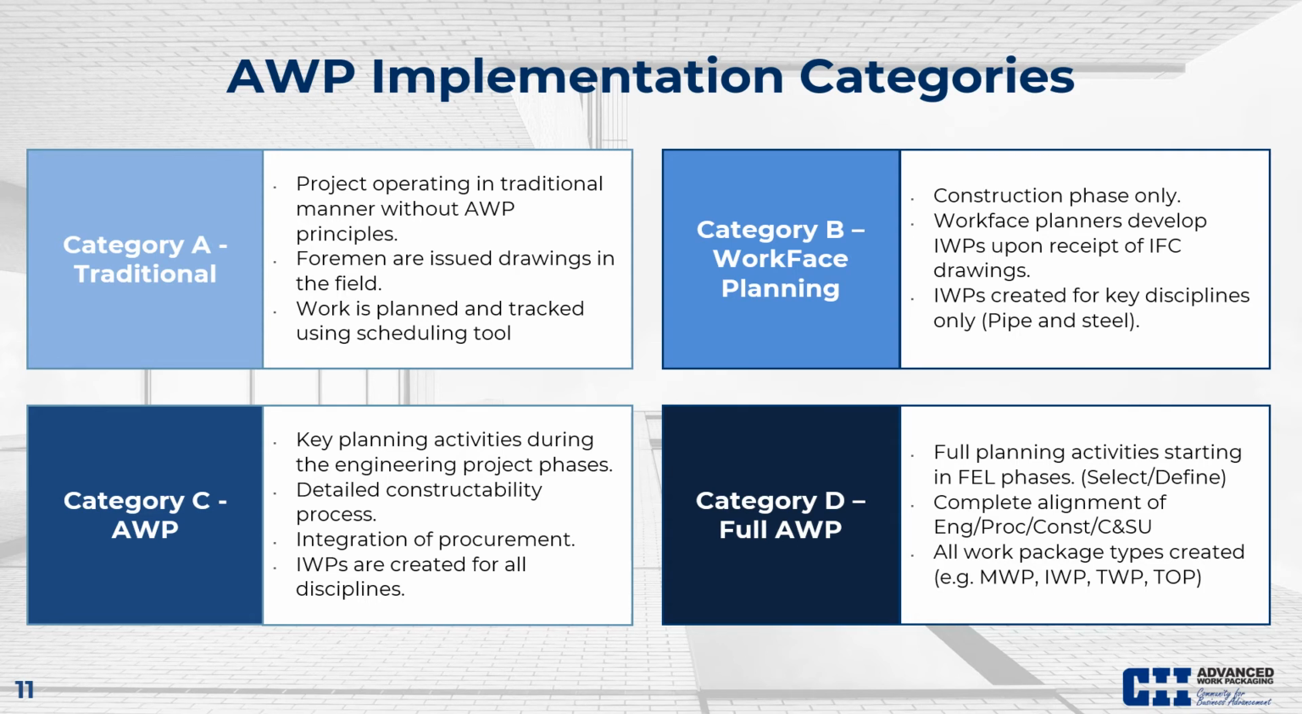Once you get into category D, you're doing full AWP. So you're doing all the necessary planning activities starting right in the FEL phases, select and define. You have complete alignment of engineering, procurement, construction, and commissioning and startup. And you're creating work package types for module installation work packages, testing, turnover, all work package types.